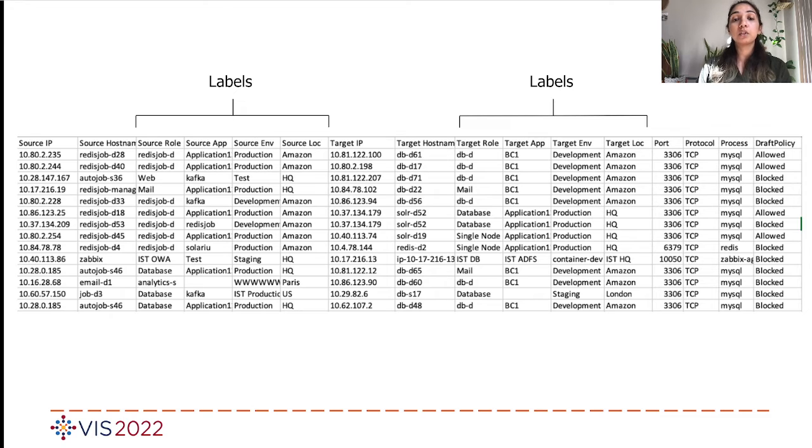Here, this is a snippet of a traffic flow data. Each row is the flow which has source IP and target IP with its associated label, as well as port, protocol, and process information through which source and target talk.